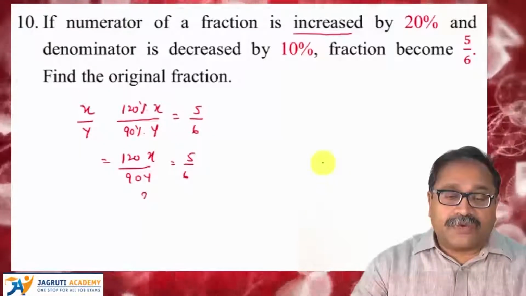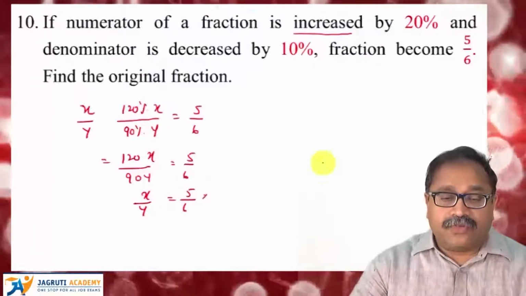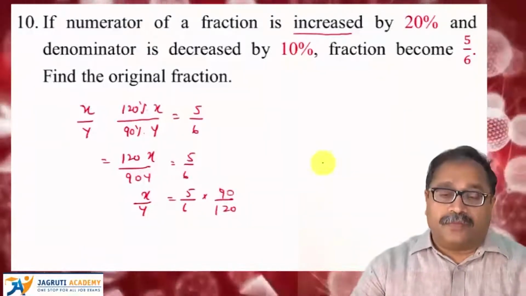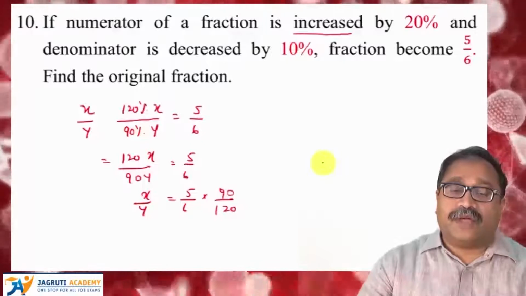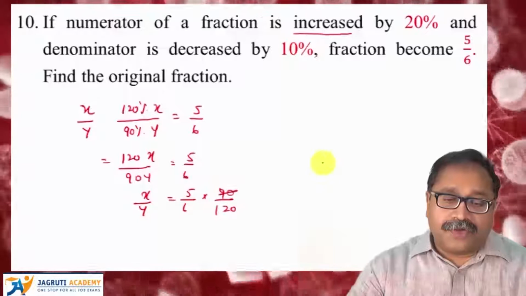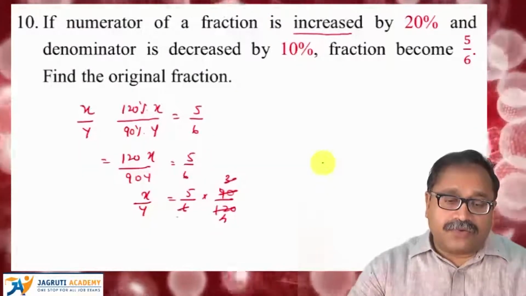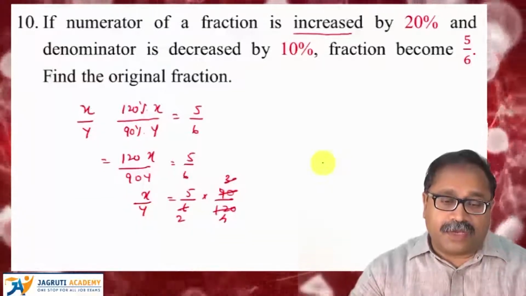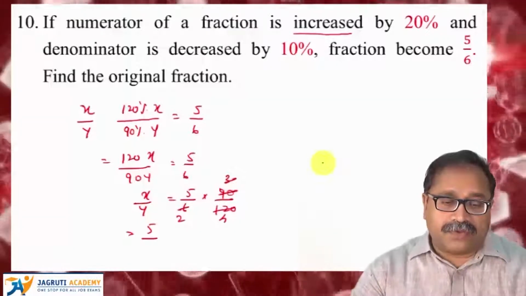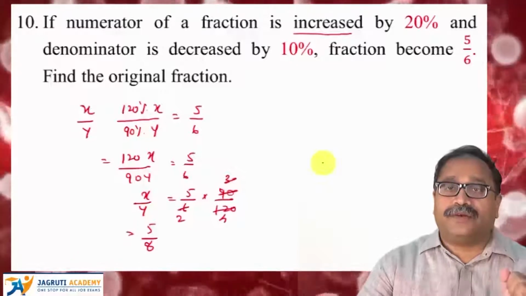So what will be x by y? So x by y is equal to 5 by 6 into 90 by 120. Now by cancelling this, I get the fraction value of x by y, and that is the value of the fraction. With 3, 3 times here and 3, 4 times here, and with 3 this gets cancelled 2 times here. So I can see in the numerator I am left with 5 and in the denominator I am left with 8. So the original fraction is 5 by 8.